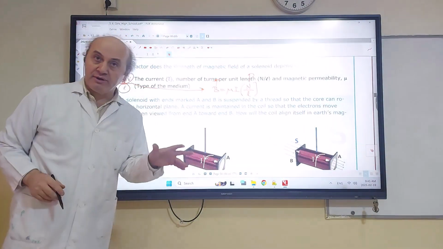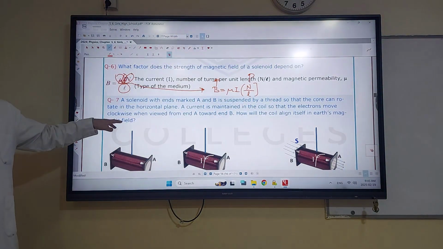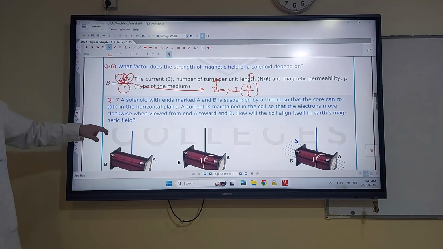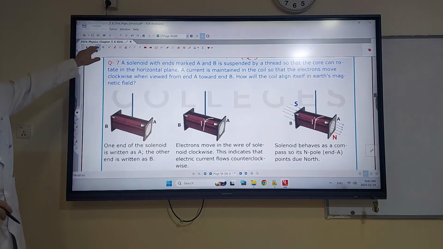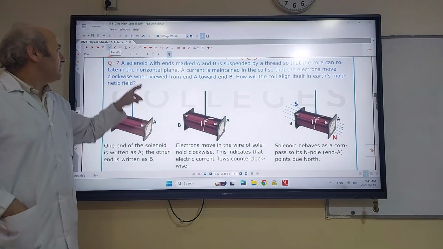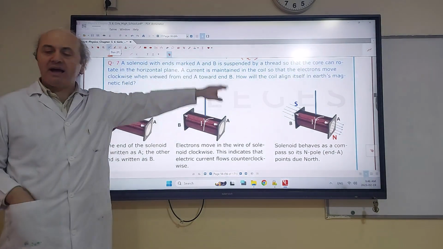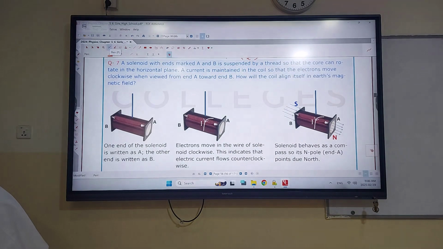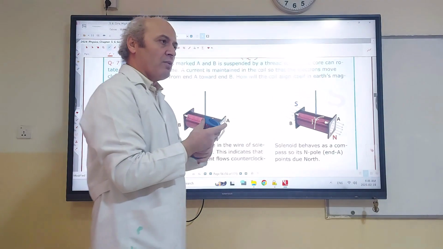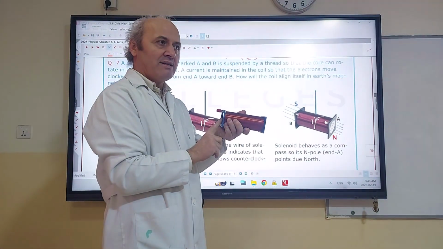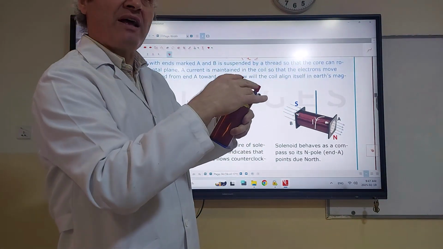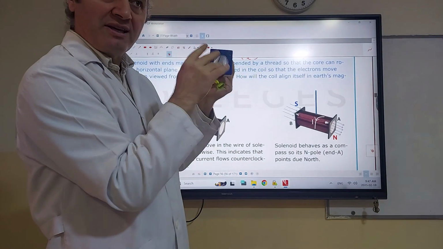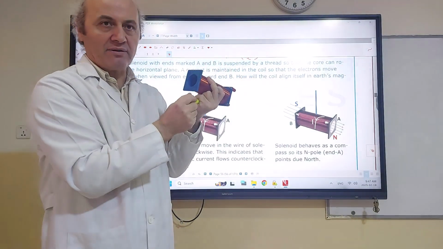Question number 7 is important. It has not been asked until now, and maybe it's time for this one. Okay, now let's answer 7. A solenoid with ends marked A and B. So there's a solenoid. This is a solenoid. I am going to mark one side A, the other side B. Okay, this is A, this is B. The red part is B, the other side without anything is A. We mark them like this.